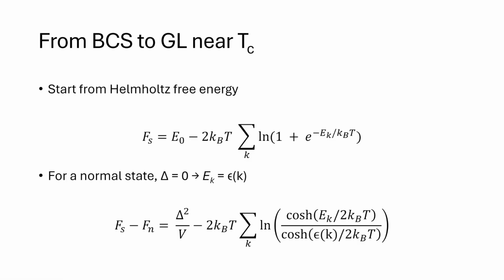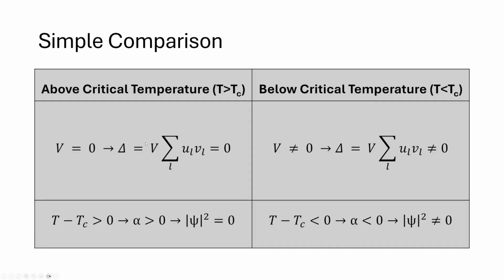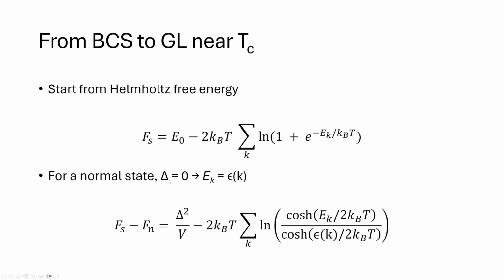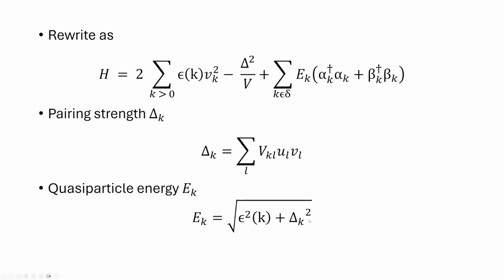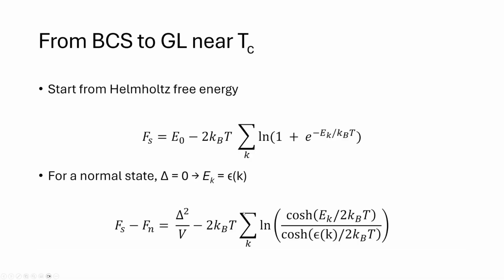Take a thermodynamics class. So you start from Helmholtz free energy, and then for a normal state, not a superconducting state, the pairing strength is 0. Superconducting, it's not 0. So for a normal state, this delta is 0, which means that E_k, if this is 0, is just the square root of epsilon squared, which is just epsilon. So you end up with this. You can plug a bunch of things in, and then this is just an identity. So up here is going to be the superconducting phase, and here is going to be the normal phase.